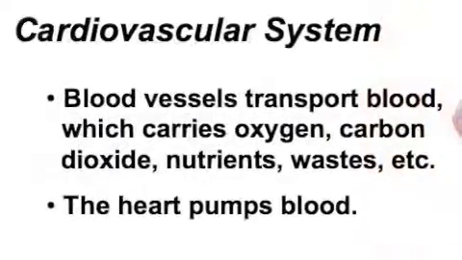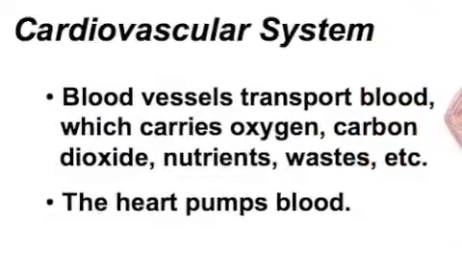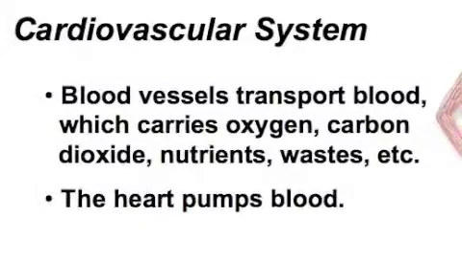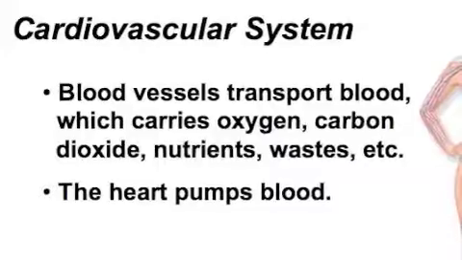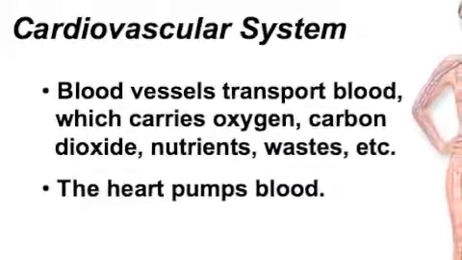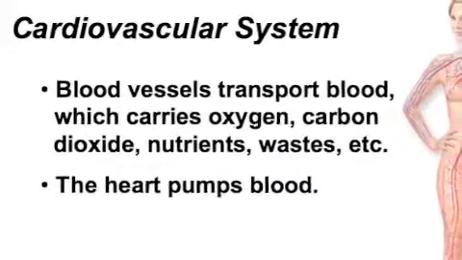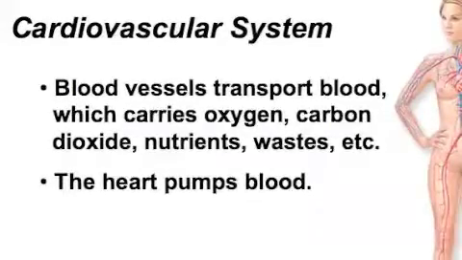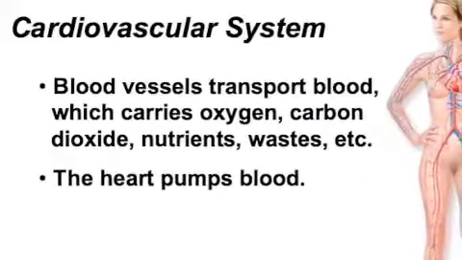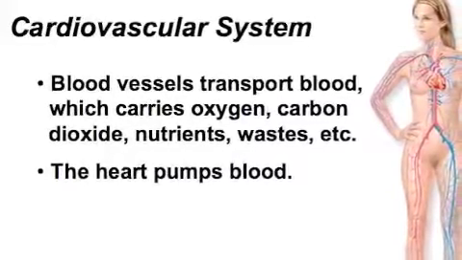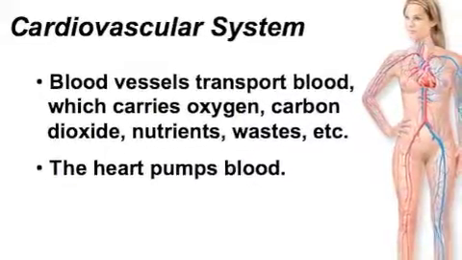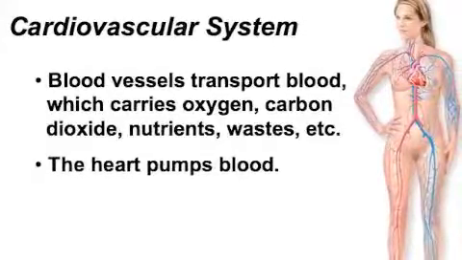The cardiovascular system consists of blood vessels transporting blood around in the body. It brings oxygen and nutrients to the tissues, the cells that need them, and it also removes carbon dioxide and waste from the cells. The heart is the thing that pumps the blood and propels it forward, so it moves through the body.